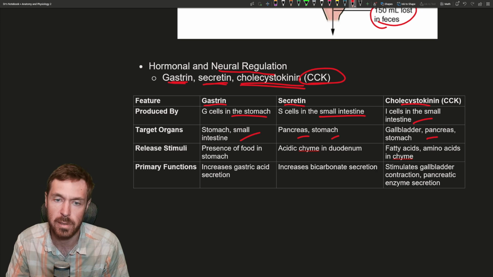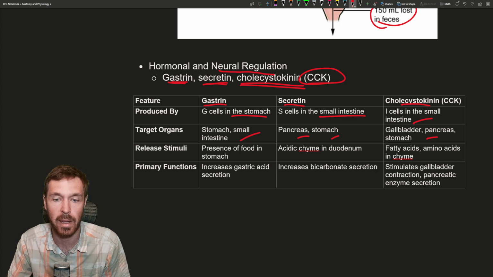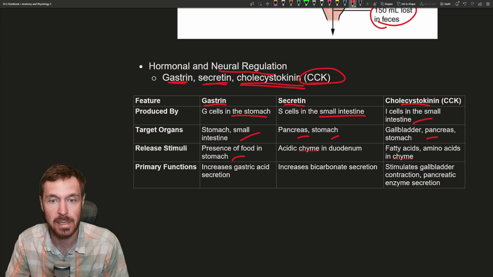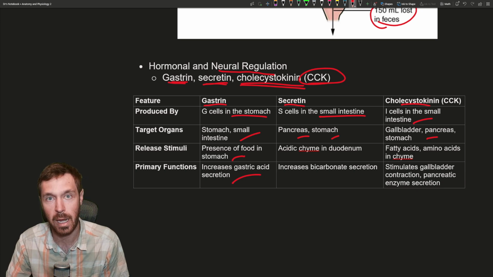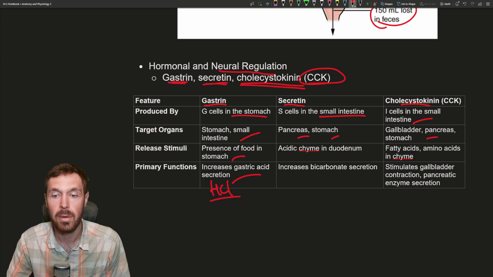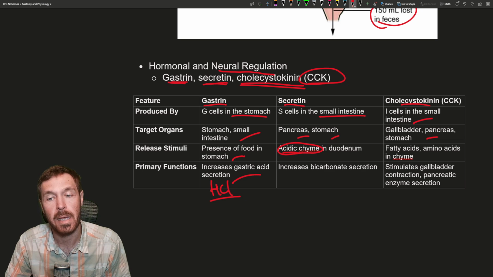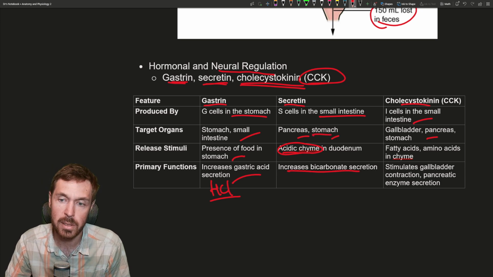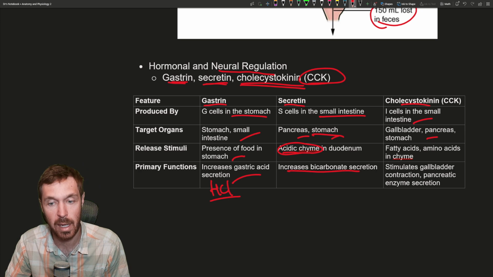But here is the important part. What causes the release? So it's some sort of reflex. So the presence of food in the stomach causes gastrin. Gastrin causes gastric acid. That's where it gets its name. Gastrin, gastric acid, stomach. So this causes HCl secretion in the stomach. Now, when that food goes into the duodenum, or the small intestine, it's acidic. Remember, it's called chyme at that point. That acidic chyme, there are chemoreceptors in there that will be like, oh, hey, this is acidic, and that targets the pancreas to cause bicarbonate secretion. So secretin causes bicarbonate secretion from the pancreas. It also inhibits gastric glands in the stomach as well.